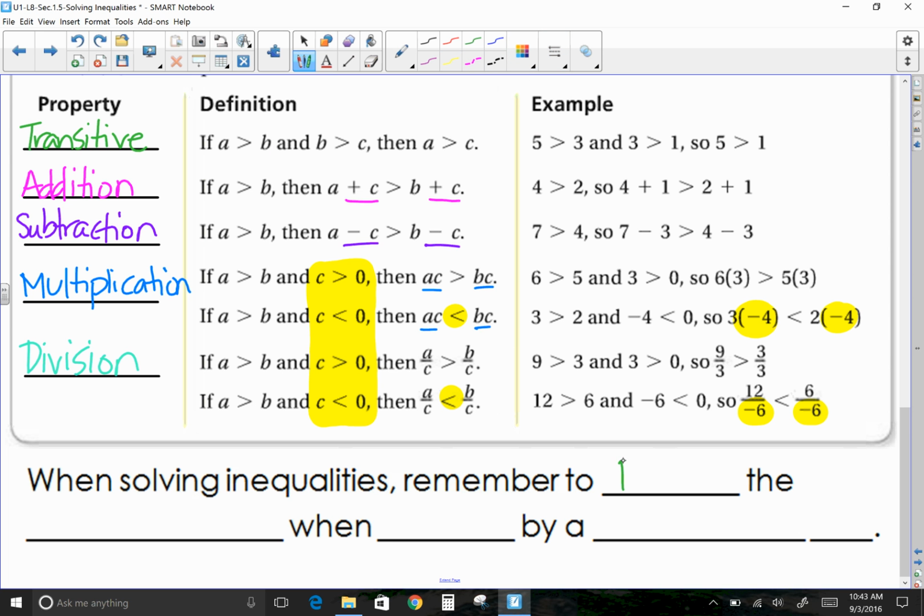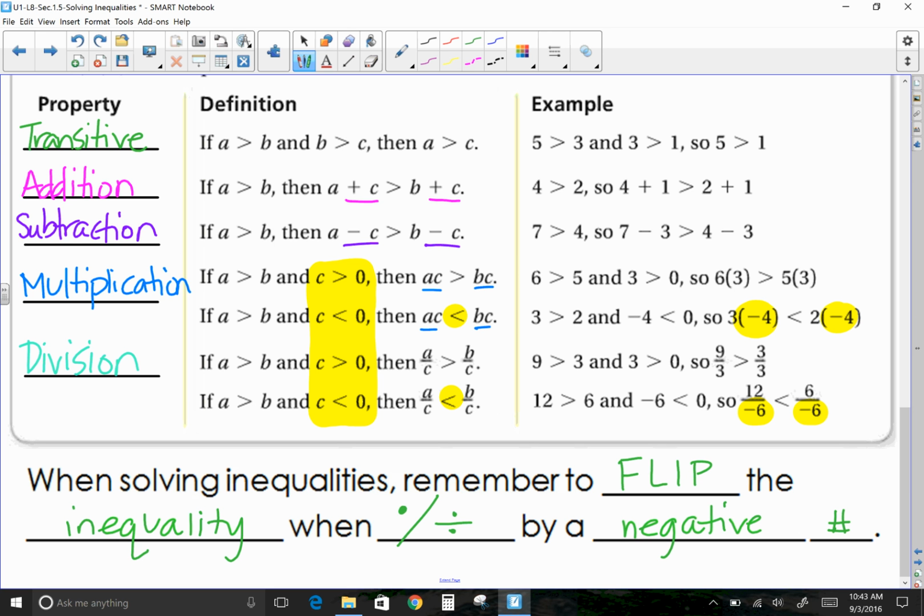Okay. So remember to flip the inequality when you multiply or divide by a negative number.